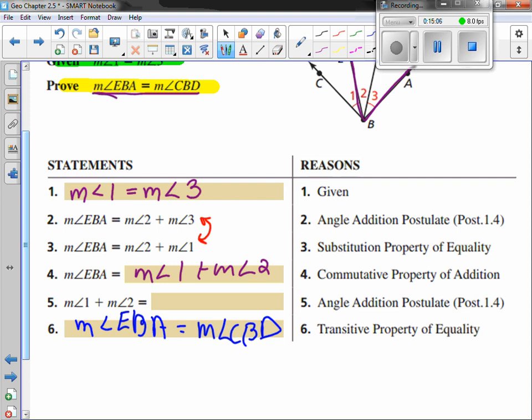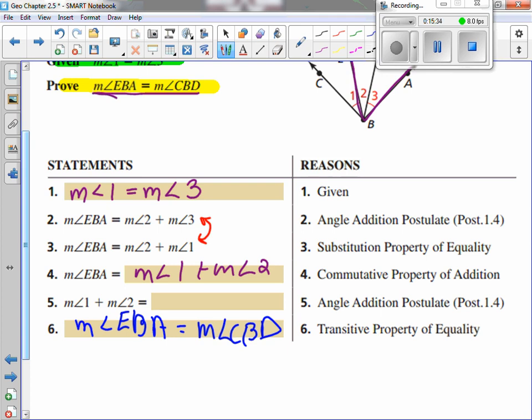We'll get there. We're getting there. I want to show us this here, because this is where we're going, yes? Now, we have one last one we're filling in. We're filling in 5. And so far, what have we said? We've said EBA is equal to 1 plus 2, yes? And we're wanting to prove CBD is equal to EBA. These two angles are equal, yes? Have we said anything about the other angle yet? No, we need to, yes?